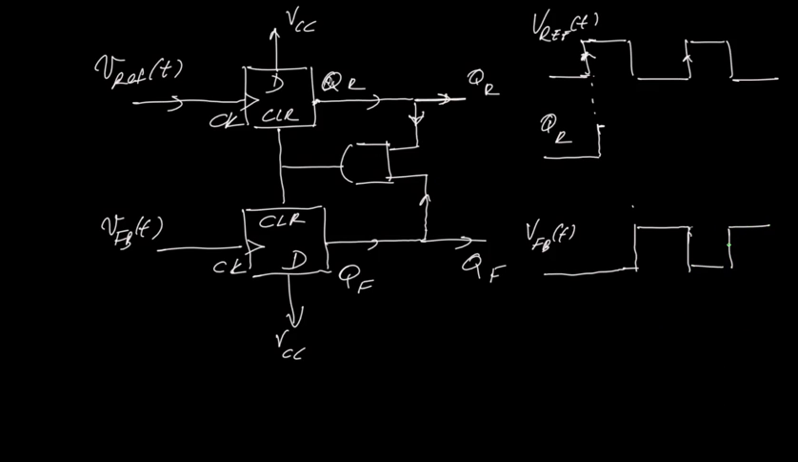Okay, something like this. We're going to also assume that QF was at 0. All right, so QF is at 0, and at this moment, because D is equal to 1, QF goes to 1.